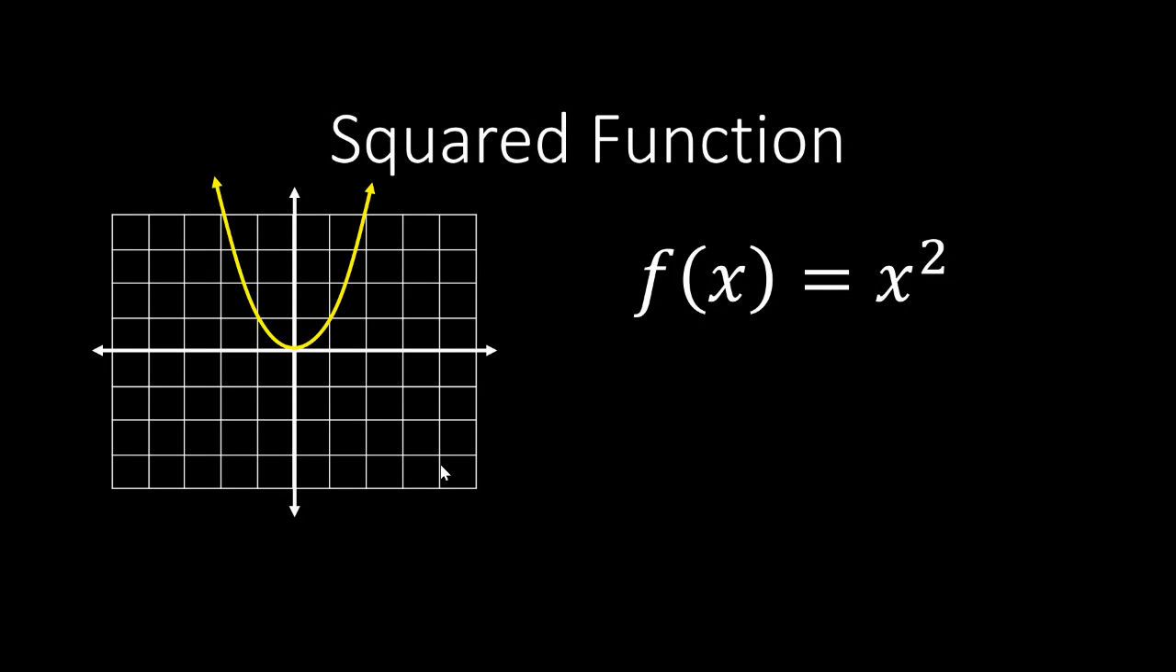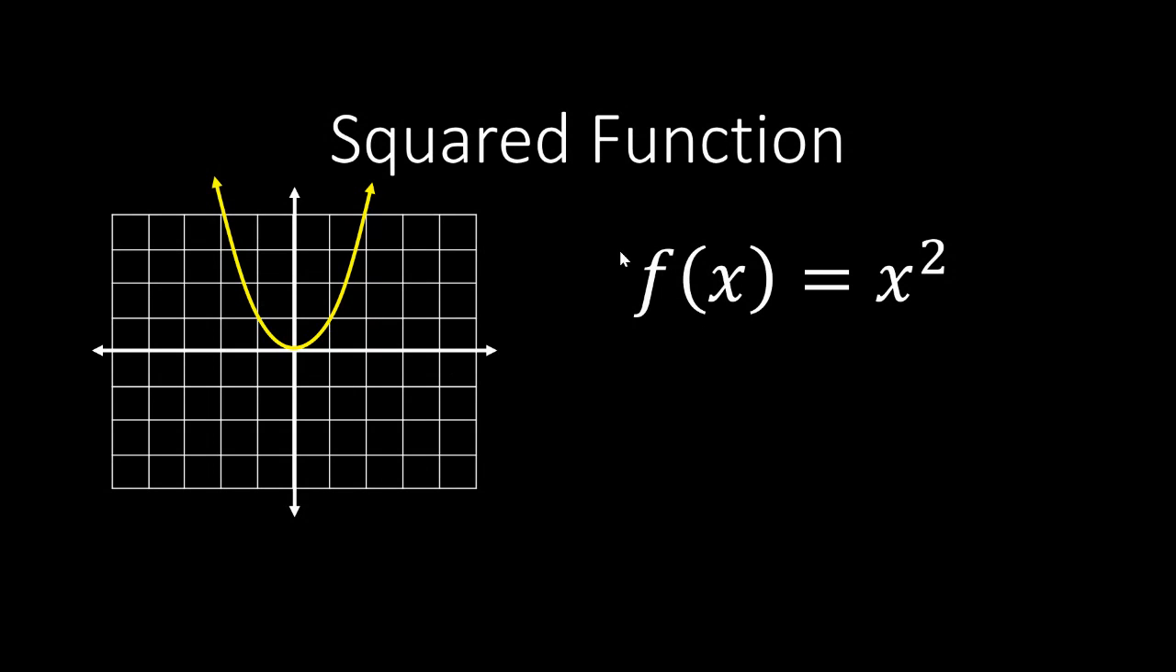Okay, let's do the squared function. This is our quadratic equation. Now, again, the reason we're learning these parent functions is because every single quadratic equation in existence is a transformation of this function. So we need to know what this one looks like. So let's graph it, and it's right there. So we get that parabola.